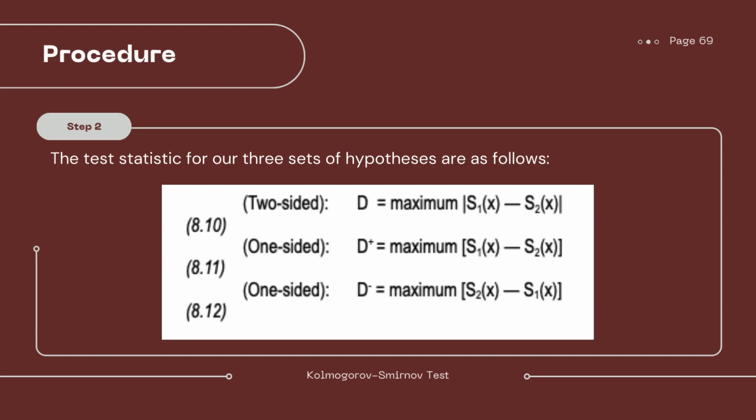For the last one-sided case wherein our alternative hypothesis is that F2(x) is greater than F1(x), D minus is equal to the maximum value that we computed from the differences between S2(x) minus S1(x).